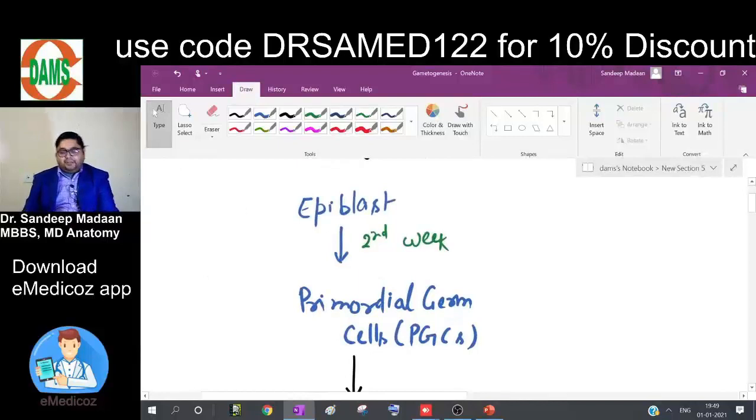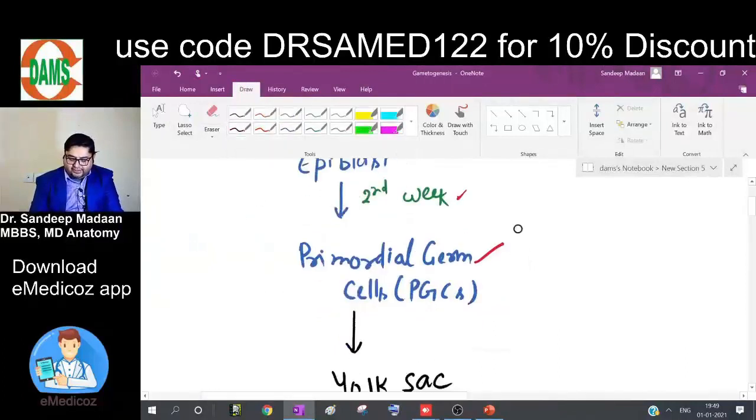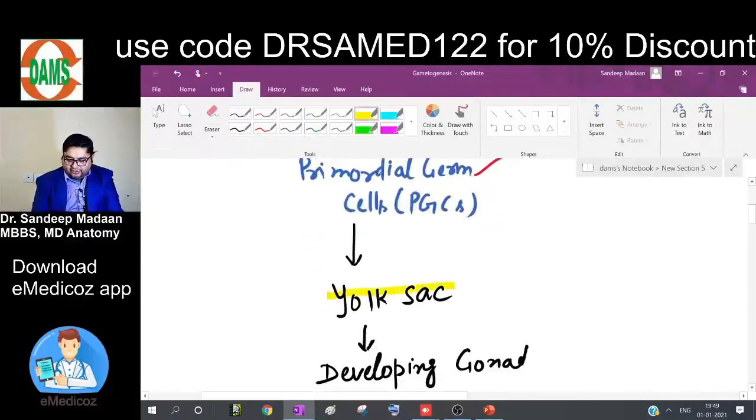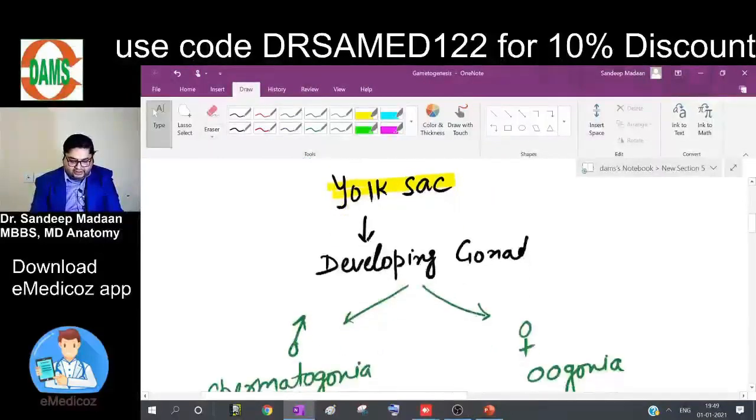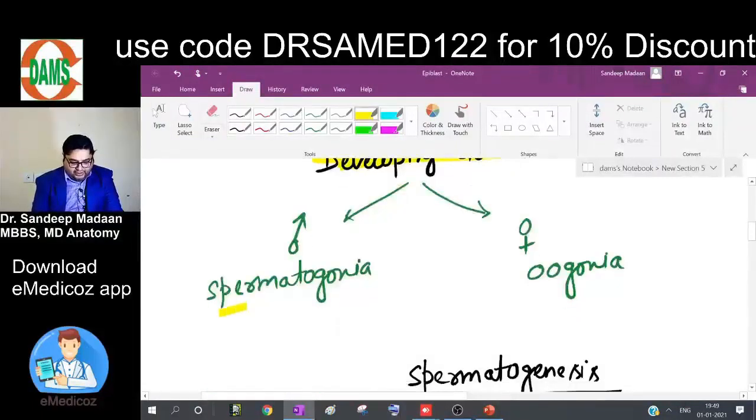So I told you the epiblast makes the primordial germ cells in the second week. And these primordial germ cells will start migrating. First they reach the wall of the yolk sac, then they reach the developing gonad. Here they are called spermatogonia or oogonia in male or female.